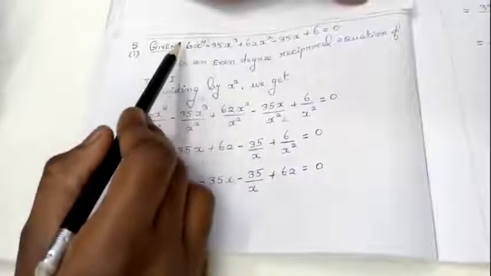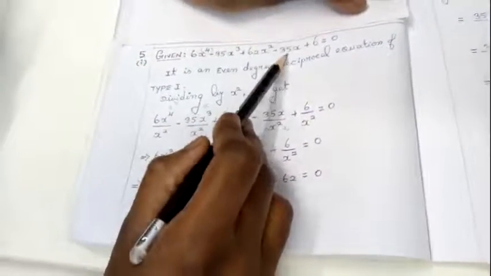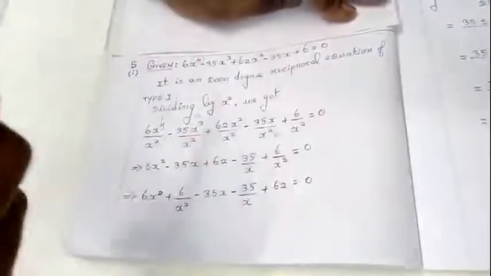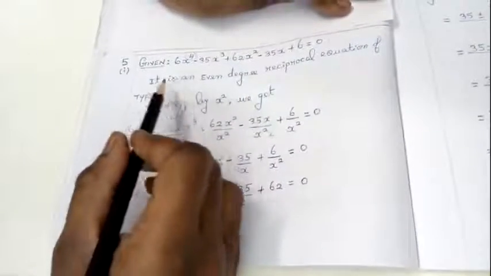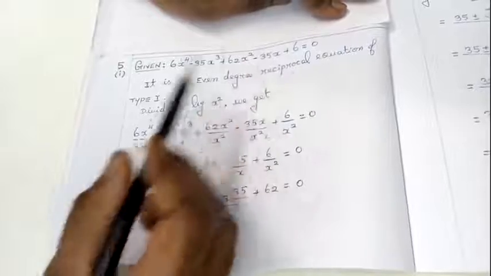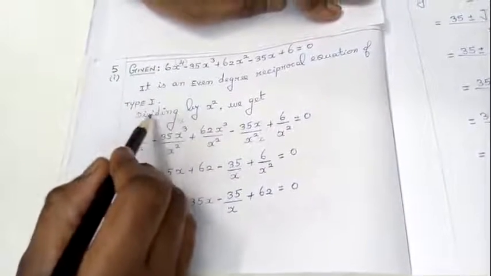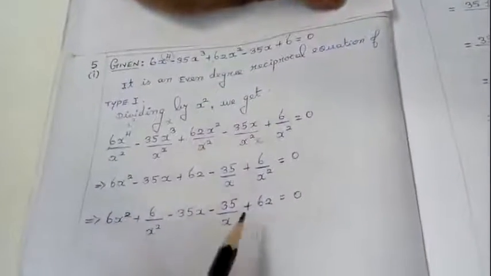You are going to check like this: plus 6, plus 6, minus 35, minus 35, plus 62. So the first and last both are of same sign. So it is type 1. It is an even degree reciprocal equation of type 1. If you are going to get in this form, I have to divide by x square. Dividing by x square, you are going to divide.